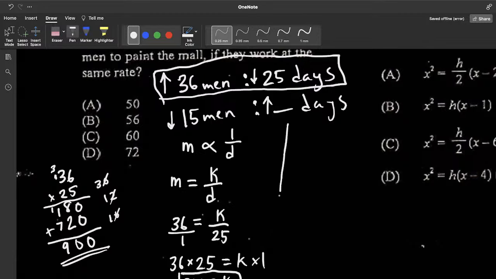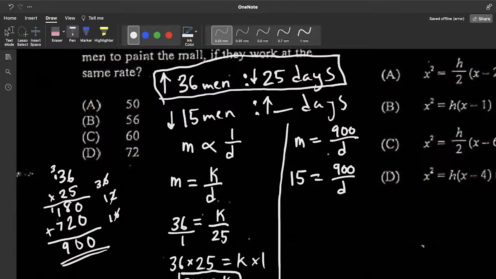Alright, we're not done yet. See, these kind of questions are a bit lengthy. So now we have that the number of men is basically equal to 900 over the number of days. So in this case, if we want to figure out what the days are, we could substitute M with 15. So we could say 15 men would be equal to 900 divided by the days. Alright. Now, what we need to do now is to get D by itself.